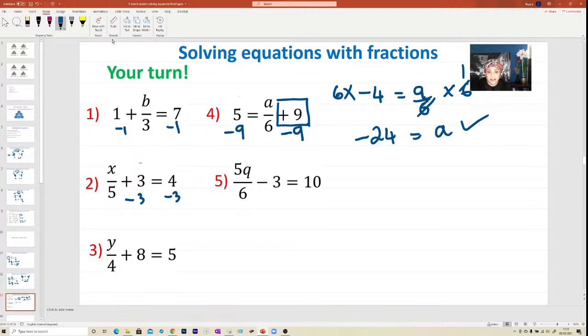And now for the last one, guys, we need to add 3. So add 3 on both sides. Then we have 5q over 6 equals 13. Right, so what do we do now? We need to multiply by 6 on both sides to get rid of this.